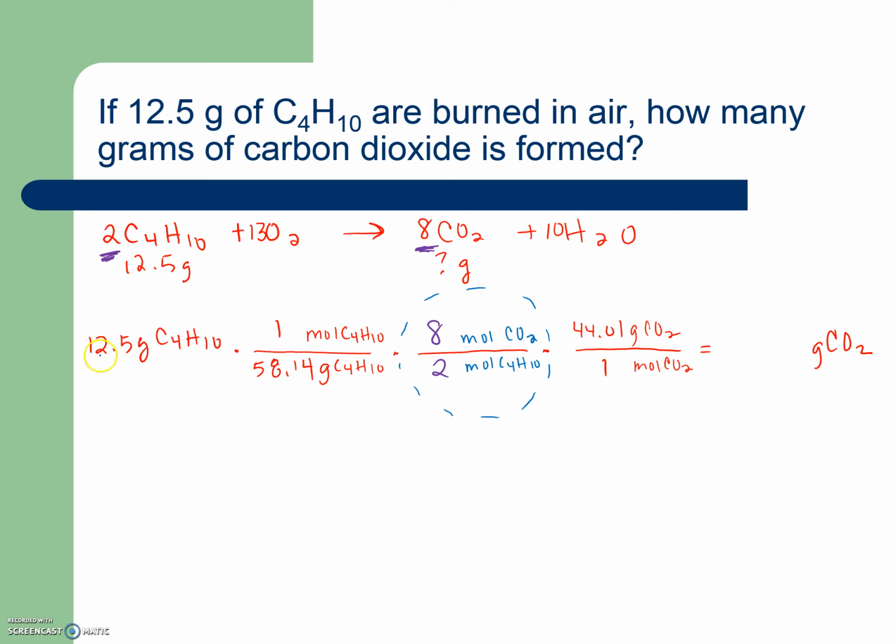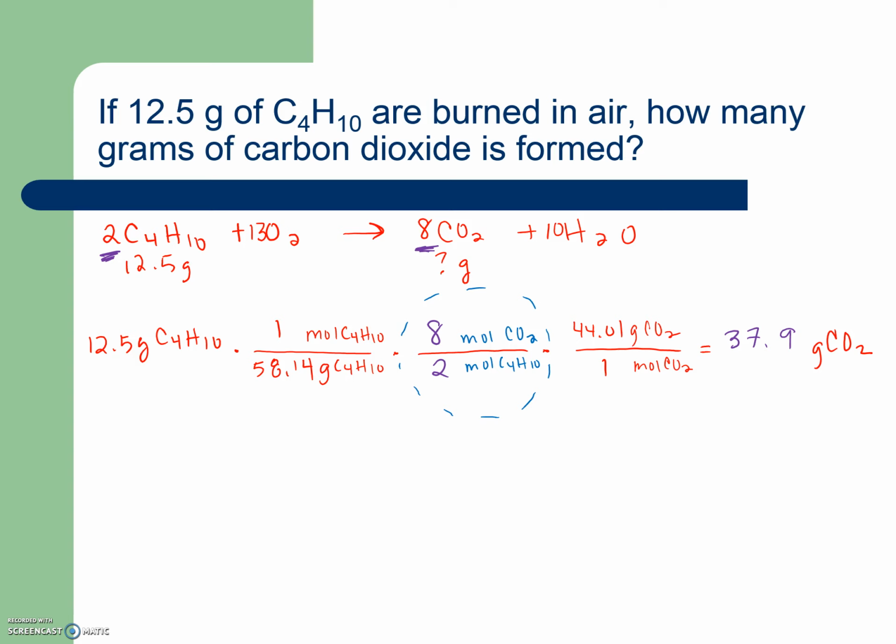Now I can go ahead and multiply. 12.5 times 1 times 8 times 44. I'm going to divide that by 58.14 times 2, and I solve this problem and I get 37.9 grams of CO2. And that's my problem.